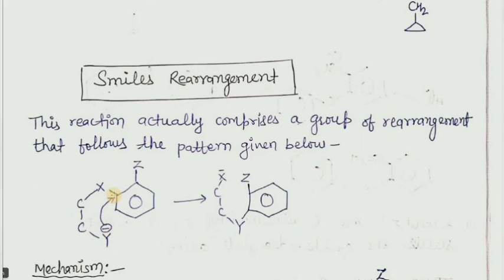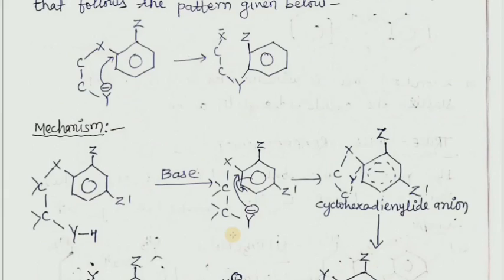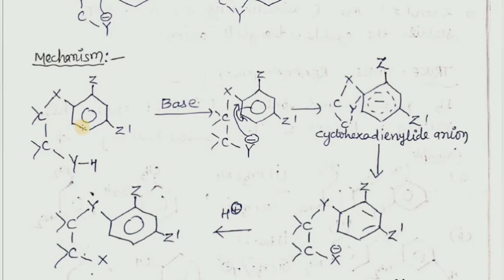This nucleophile will attack at this ipso position, and after the completion of the reaction, this Y gets attached to the ring carbon, and we will get this particular product. Here is the mechanism of this reaction. In the first step, the base abstracts this hydrogen and one negatively charged species gets generated. It will attack here. The shifting of electrons takes place as per the sequence given here, and one cyclohexadienyl anion is formed during this reaction.